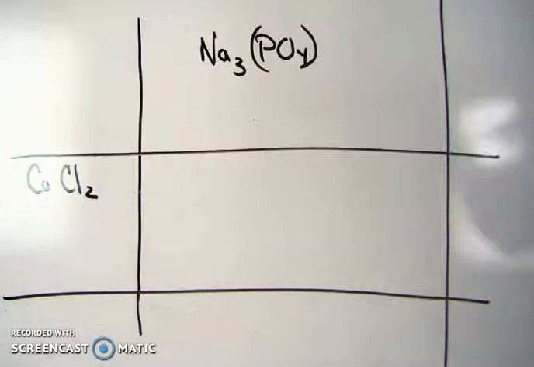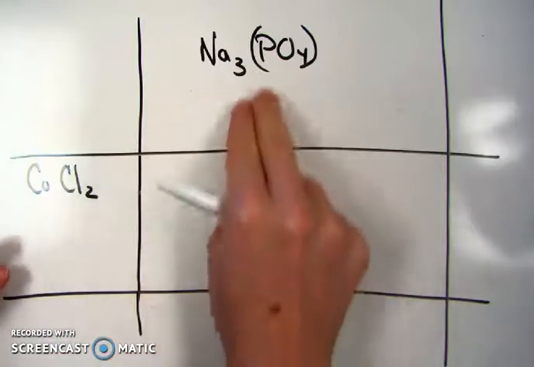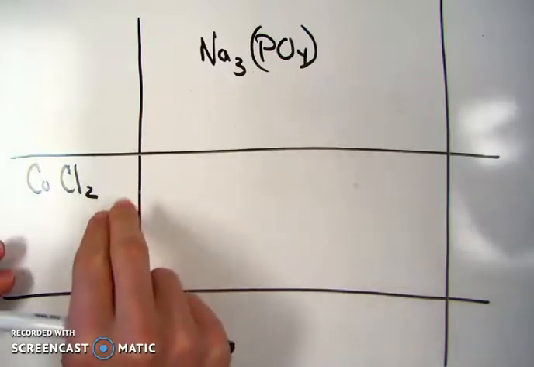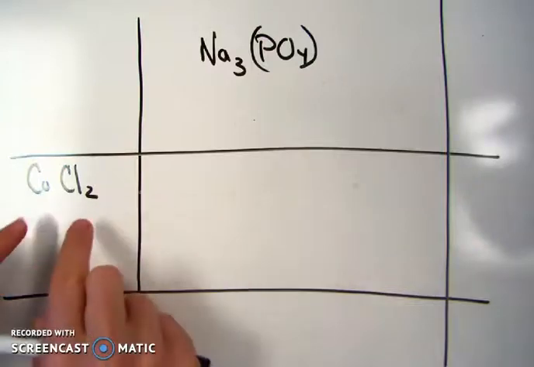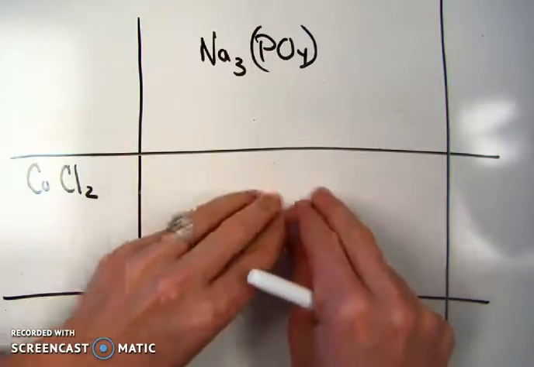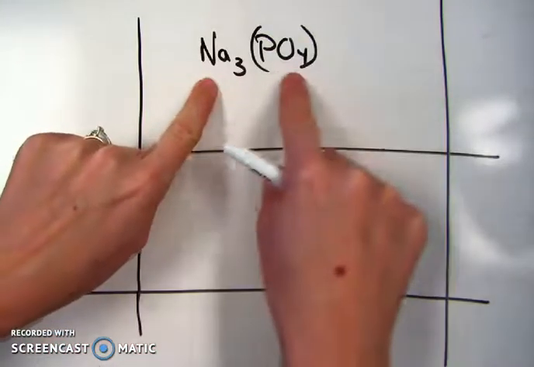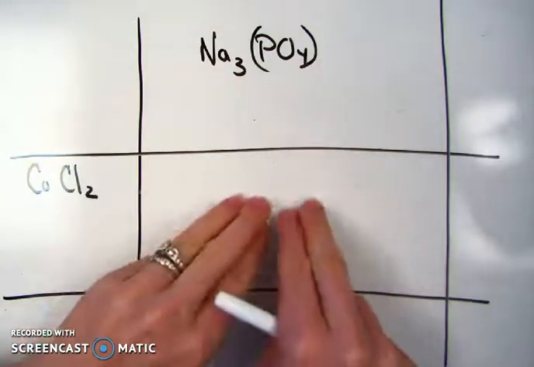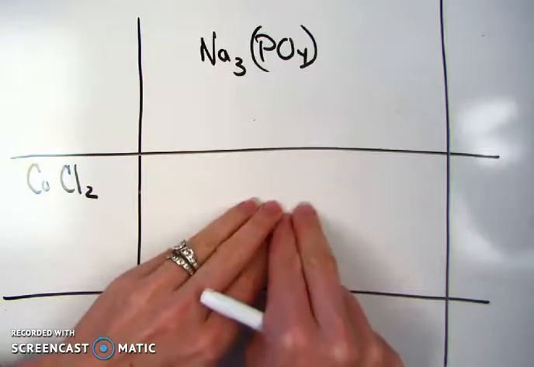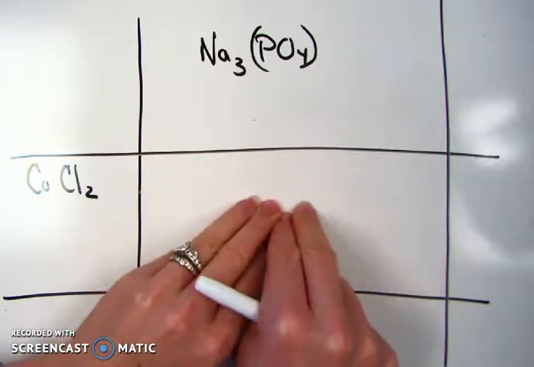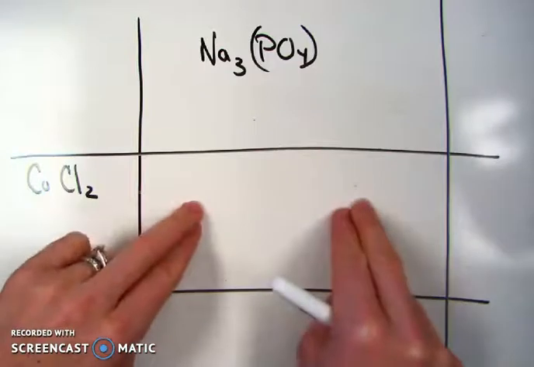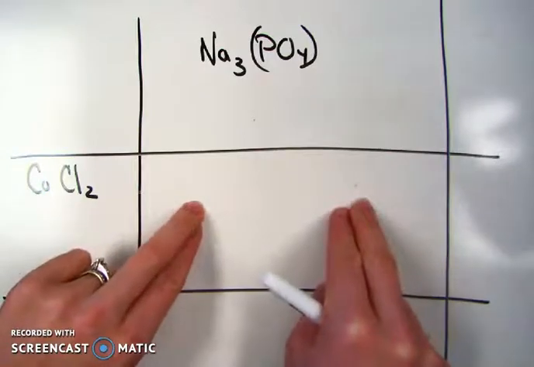So I just wanted to make sure that we're super clear about what we do at this particular step. This is just the top half, or the top little corner, of your data table where you would have the reaction between cobalt(II) chloride and then sodium phosphate. If a reaction occurred in this box, on the next slide, what you're going to need to do is write the chemical formula of the compound that would form.